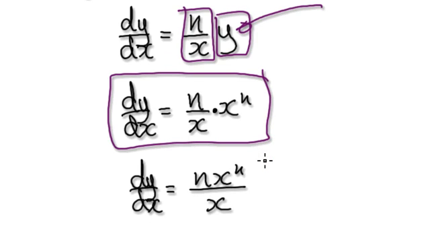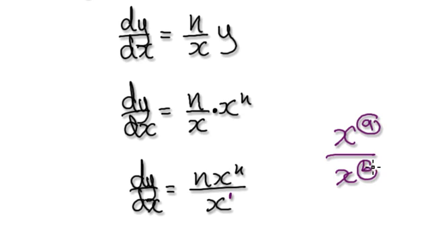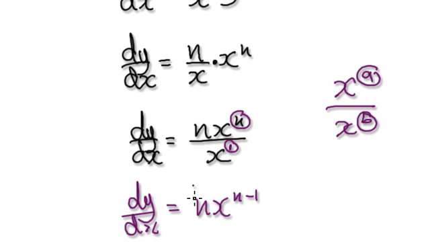Okay, and then from here you can see that, imagine this as being x to the power of 1 here. Okay, imagine this as being x to the power of 1. So really, whenever you have x to the power of a divided by x to the power of b, it's basically this take away this. So it's really this take away this. So that would then give you n and then x to the power of n minus 1. Okay, so dy by dx equals this. So it works in all cases.